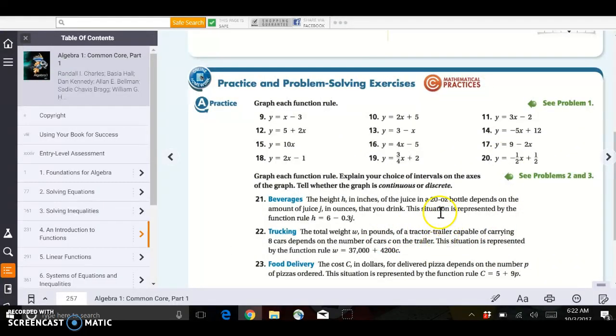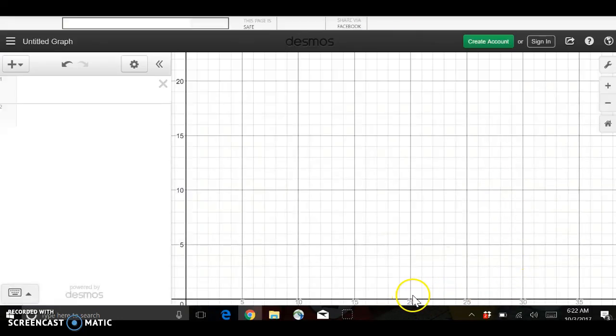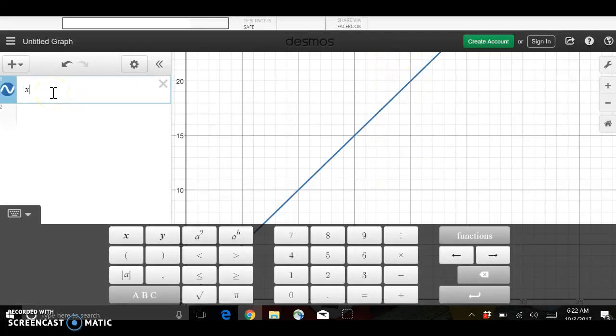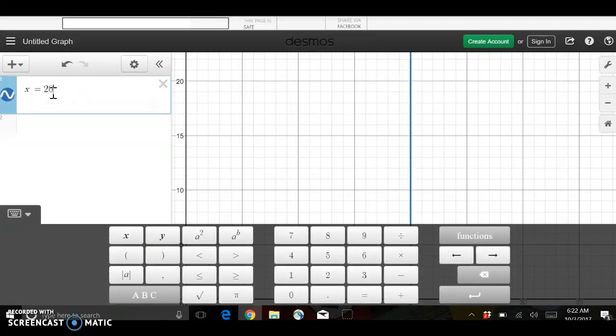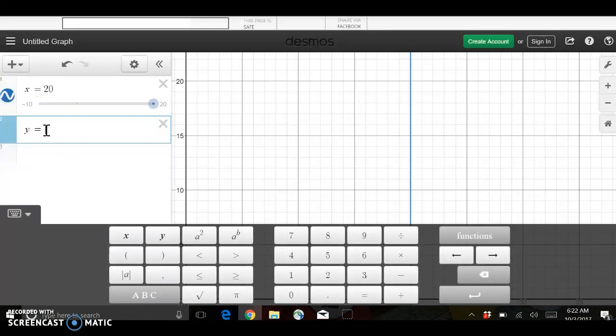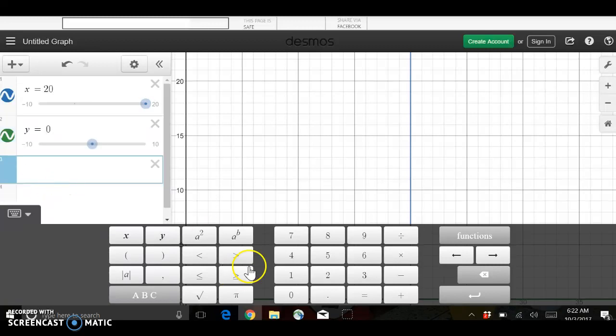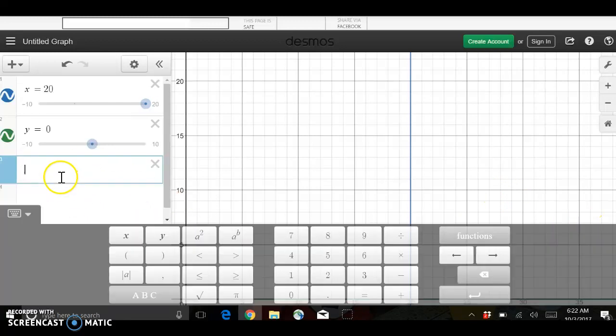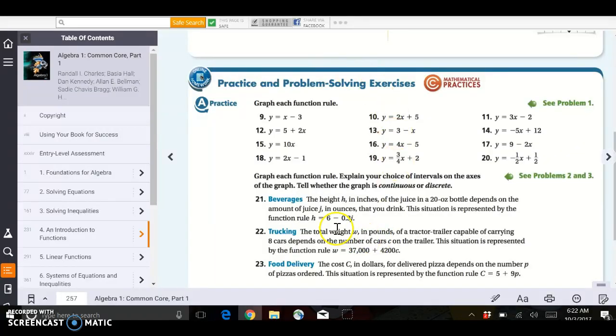As far as my x-axis, the highest that it can go is 20. So here's my line here. So let me put a little barrier there. So that's where I would stop. And my other barrier will be y equals 0. Okay? So now let's actually graph it. And I'm going to graph it in terms of y and x instead of h and j. So it'll be y equals 6 minus 0.3x.